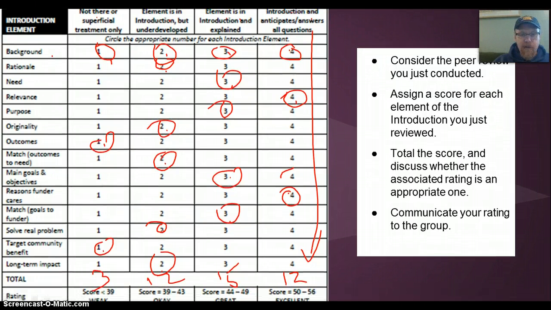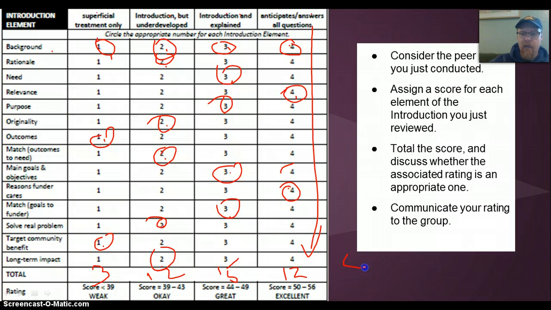All right, let me move it down so you can see the bottom. So in my random calculations, I got a 42, which means it's okay. So assign a score for each element of the introduction, total the score, and then in that written summary part, discuss for the group that you're reviewing whether the associated rating is appropriate. If they got a 42, be honest with them, right? Communicate that to the group. Hey, look, when I went through this, you guys got a 42, which is okay, but I see a lot of room for improvement, right?